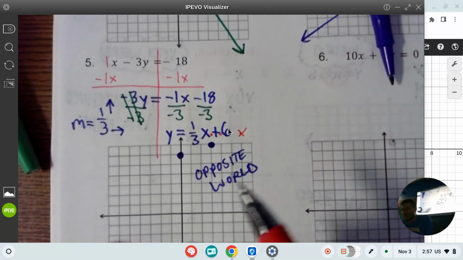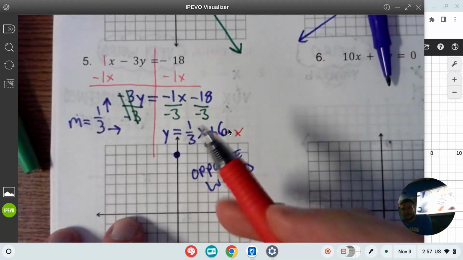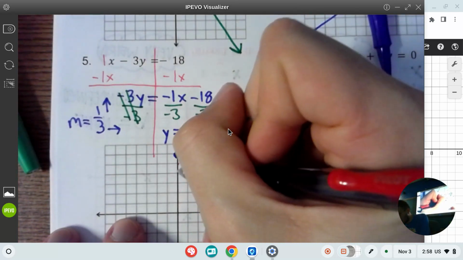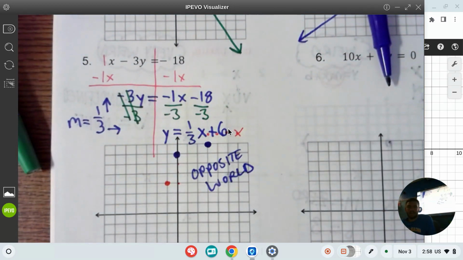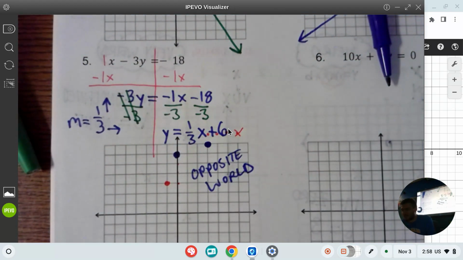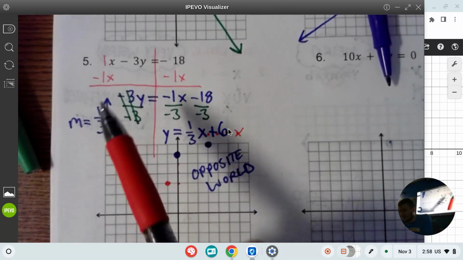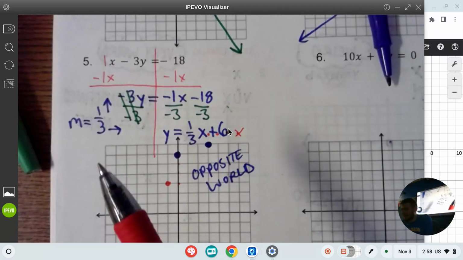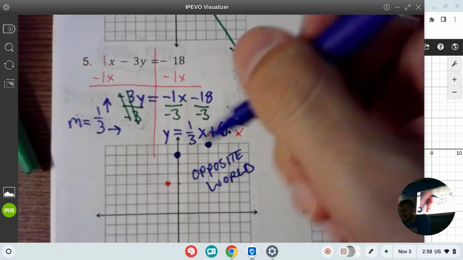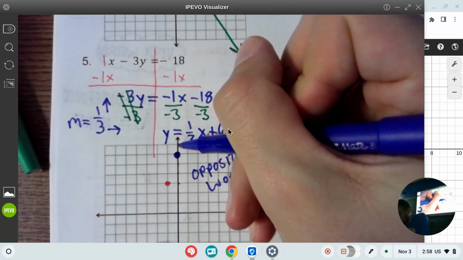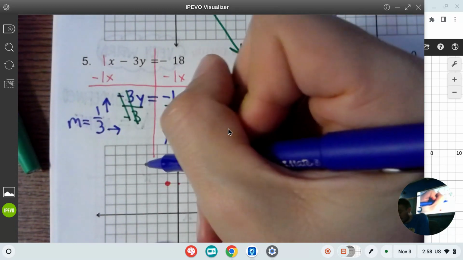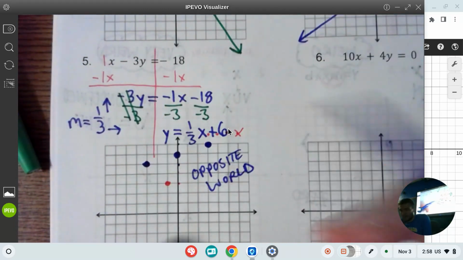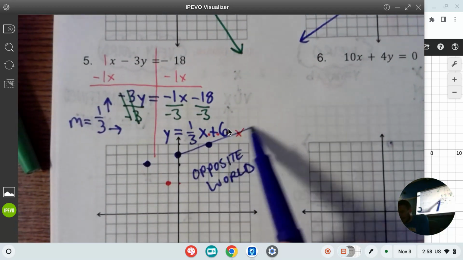So let me give you an example. I know that it's 1, 3. If I go down 3, 1, 2, 3, and left 1, how does this dot look? Does this look like I have a nice straight line? No, it's not very good. And this is what happens a lot of times. Students get a little bit backwards, they are down in opposite world and they get turned around. Instead of going up 1, I need to go down 1. Instead of going right 3, I need to go left 3. That is where my point should be. Now I draw a line.